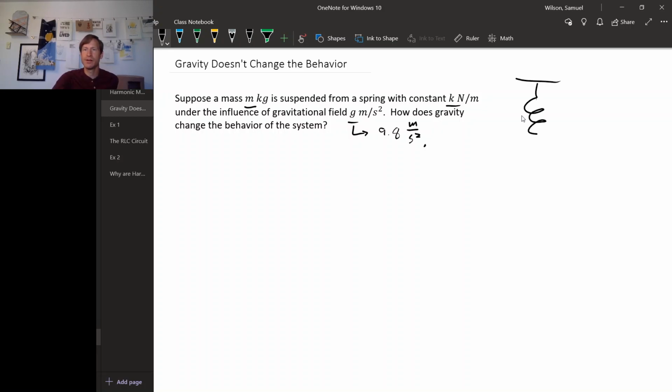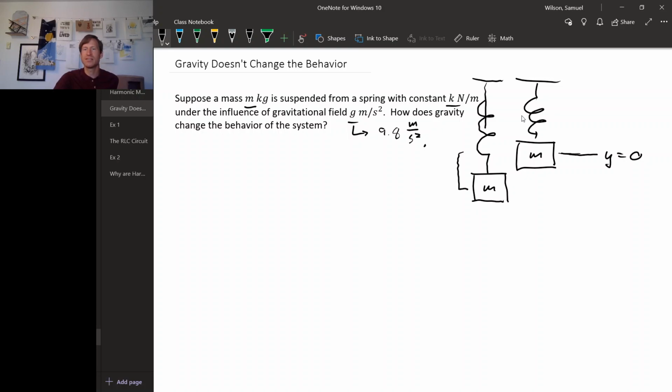So we have a spring here and a mass. When we first looked at the situation with the spring, we said that y equals 0 is at the natural length of the spring. Well, in the presence of gravity, because we're hanging a mass from the spring, it is going to stretch a little bit when the mass is hanging motionless. Let's call this distance that it stretches L.